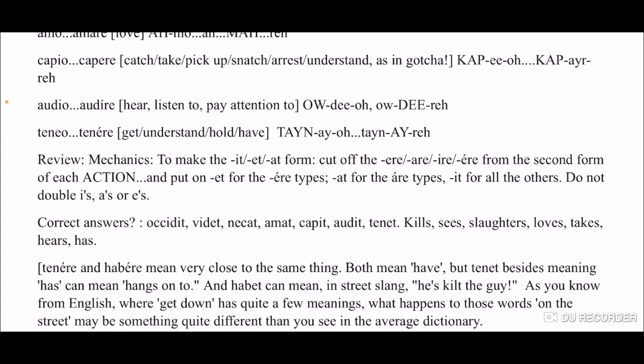Audio, audire, hear, listen to, pay attention to. Teneo, tenere, get, understand, hold or have.